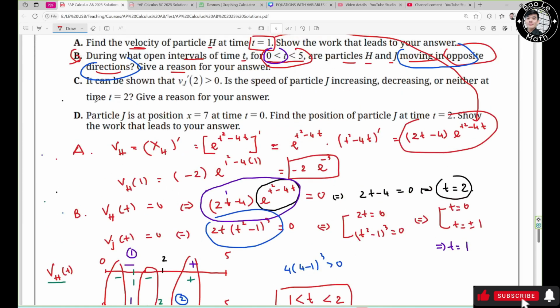Now let's move on to question C. It can be shown that v prime j of 2 is greater than 0. Is the speed of the particle j increasing, decreasing, or neither at time t equals 2? Alright, so now in order to know if the speed of the particle is increasing or decreasing, we need to check the sign of the velocity and acceleration, right?